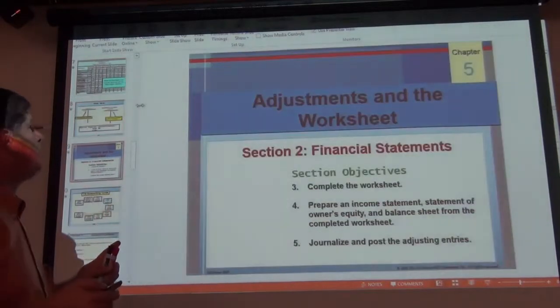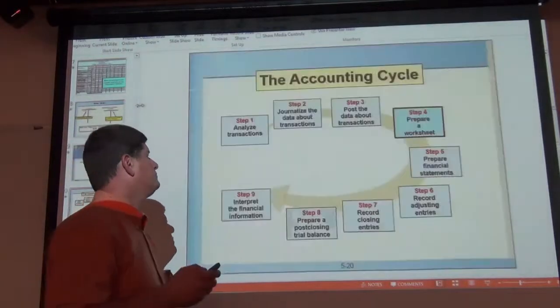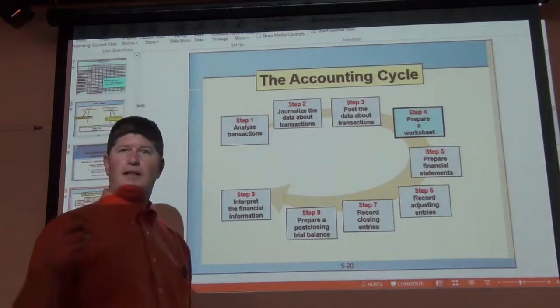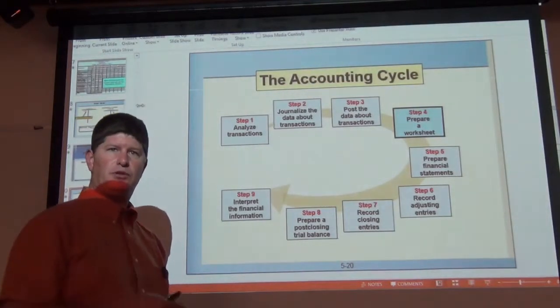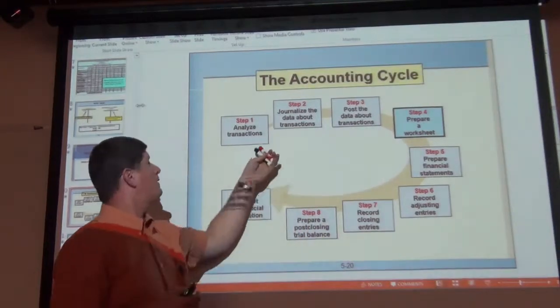Book value we've talked about. Adjustments in the worksheet. Okay, we're going to complete the worksheet. Here we go. I like throwing this up there because I like showing you guys where we're at. Everybody remember the accounting cycle, right?